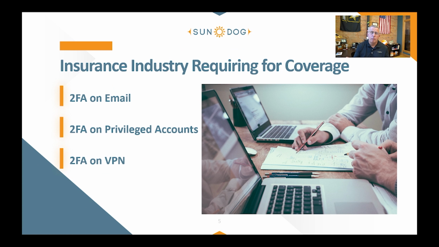The second one they're asking about on these questionnaires is, do you have 2FA on privileged accounts? That might be the administrator account for your Microsoft 365 tenant, or the administrator account on your server within your organization. Whether it's protecting the privileged accounts or all your individual computers, that is going to require what we offer as Sundog 2FA. Super low cost per month per user. And when we enable that, now your admin accounts are protected.